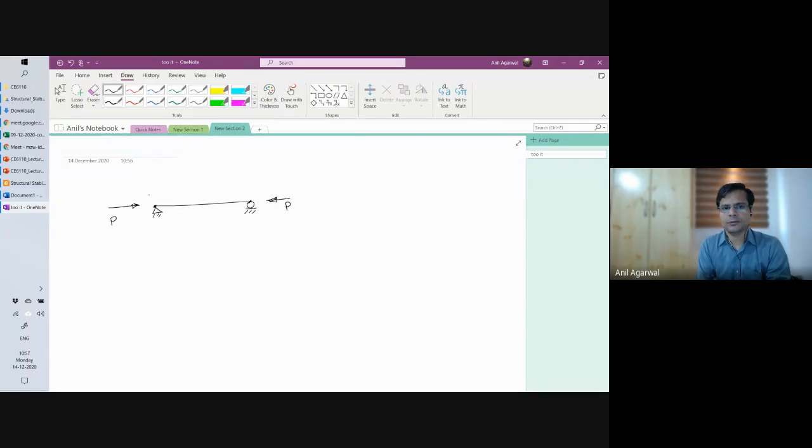There is an axial force P acting, and there are positive external moments MA and MB acting. What are A and B? A and B are the two ends. Fine. If that is the case, what would be the end moments? End moments are given. What would be the shear forces at the ends?